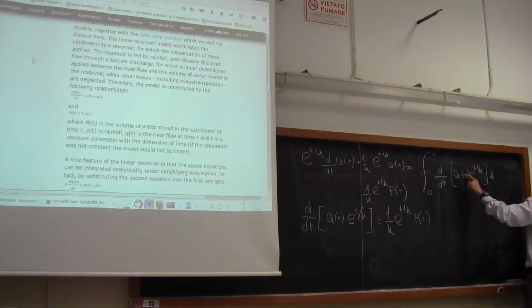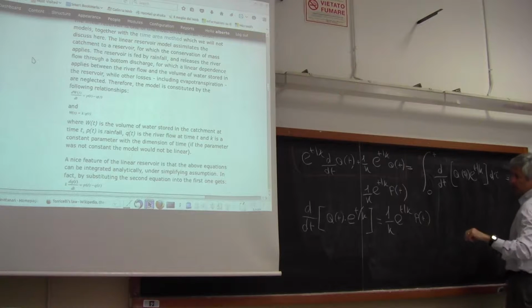This is an integral, so I need to introduce an integration variable. So basically this is q(tau) d tau. Let me think if it is correct. Yeah, this is correct. And I think so, but I will just check later on.